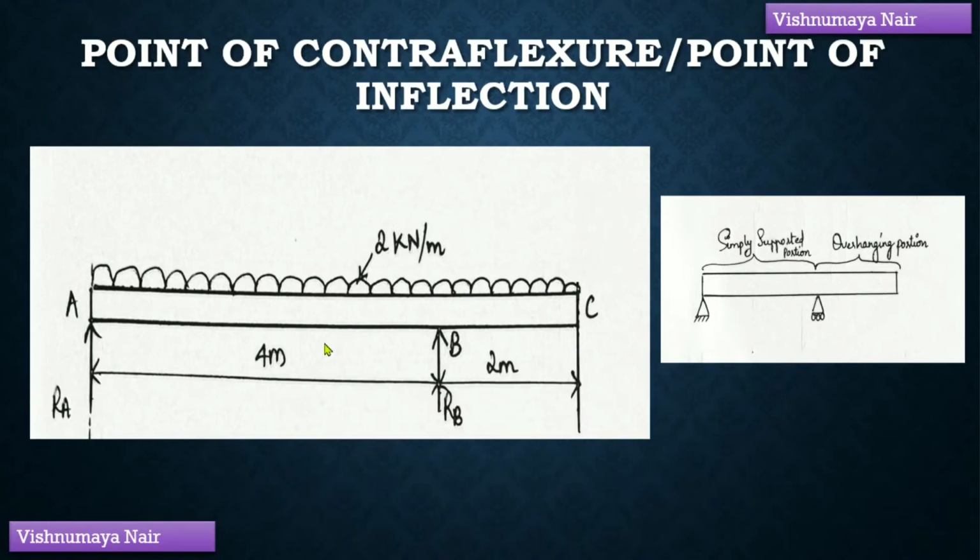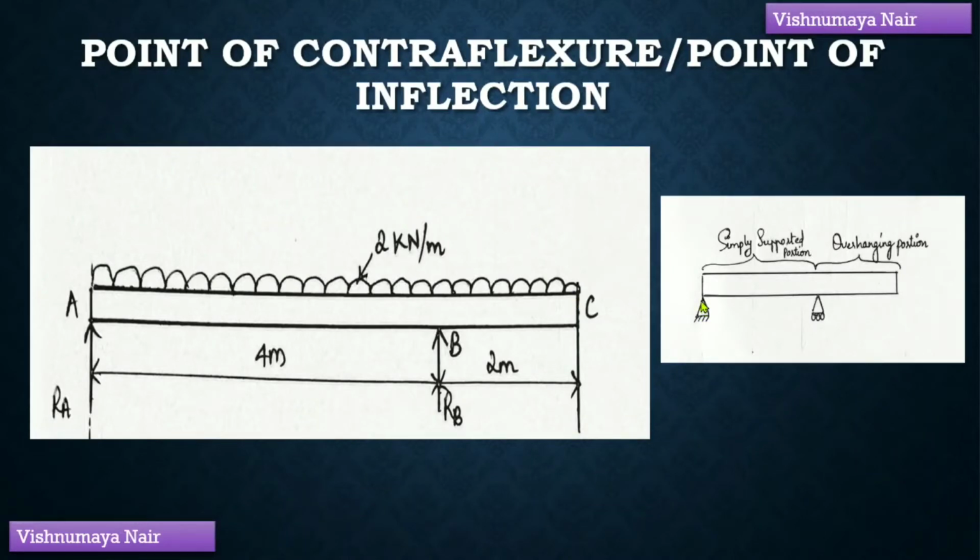Here I have shown an overhanging beam with a uniformly distributed load over it. I have explained the different types of beams and the types of loadings in the second video on shear force and bending moment diagrams. So you can watch that video in order to have a clear understanding of the important types of beams and the types of loadings.